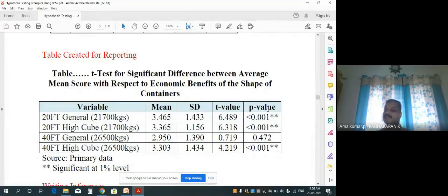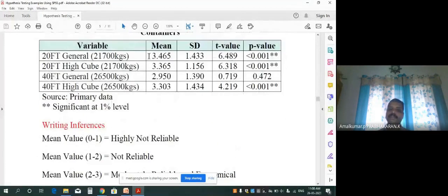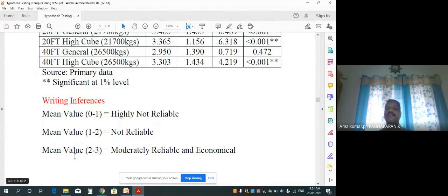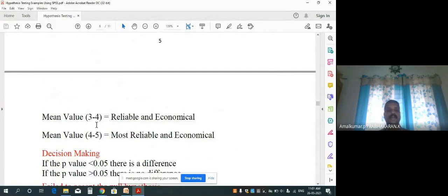Again, we can write some inference based on the mean value, the descriptive statistics. That is writing inference based on the scale. We are giving a 5-point scale. If the mean value ranges between 0 and 1, it is highly not reliable. If the mean value ranges between 1 and 2, it is a not reliable situation. If it ranges between 2 and 3, it is a moderately reliable and economical situation. If it ranges between 3 and 4, a reliable and economical situation. And if it ranges between 4 and 5, the most reliable and economical situation.